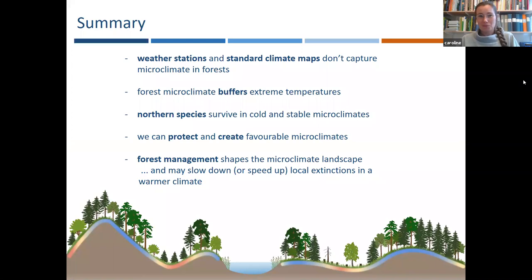All right, so to sum that up, weather stations and standard climate maps don't capture microclimates in the forest. Forest microclimate buffers extreme temperatures, so it is colder during the days and warmer during the night. And northern species like that occur at their southern range margin, where they are threatened by global warming. They survive, or they could survive, in cold and stable microclimates. That means that we can protect and maybe even create those favorable microclimates, because forest management shapes the microclimate landscape, and therefore we can slow down or speed up local extinctions in a warmer climate.